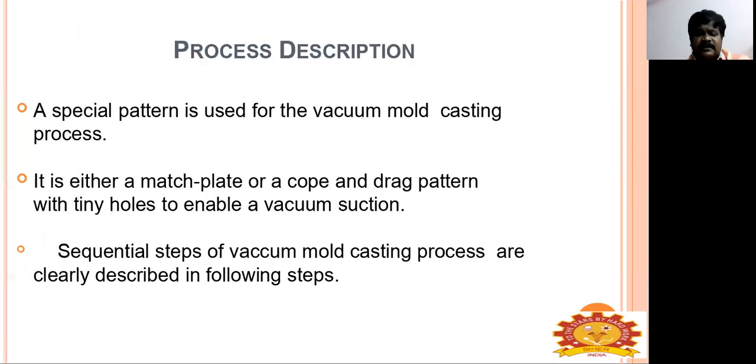So the process description. If you take the vacuum casting, the special pattern we need for the vacuum mold casting is either a mass plate or a cope and drag pattern with tiny holes. That has to enable the vacuum suction. The vacuum mold casting process we can describe in the following sequential steps.